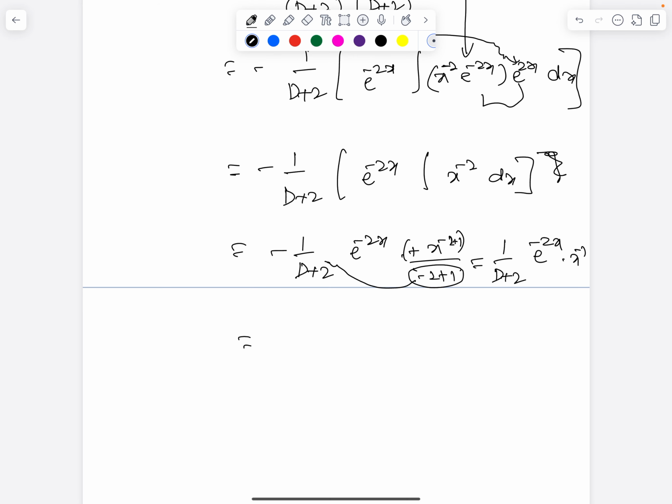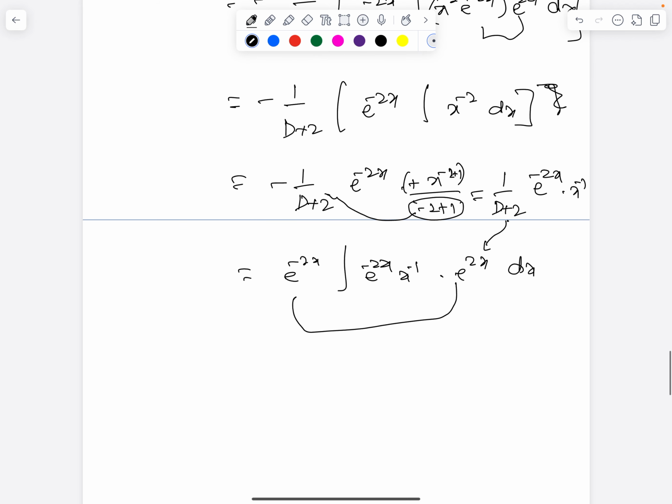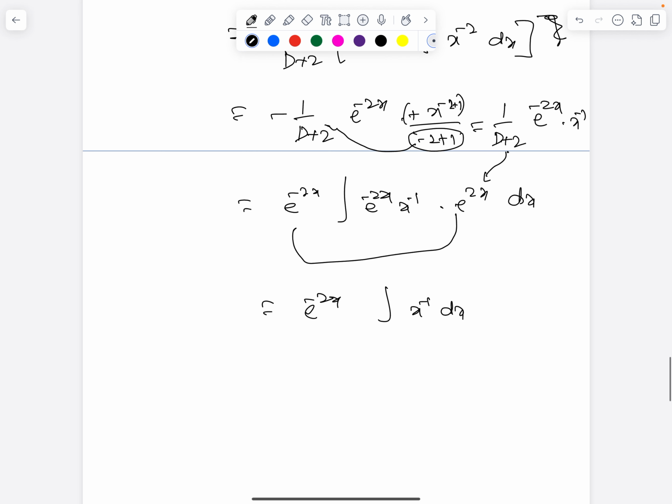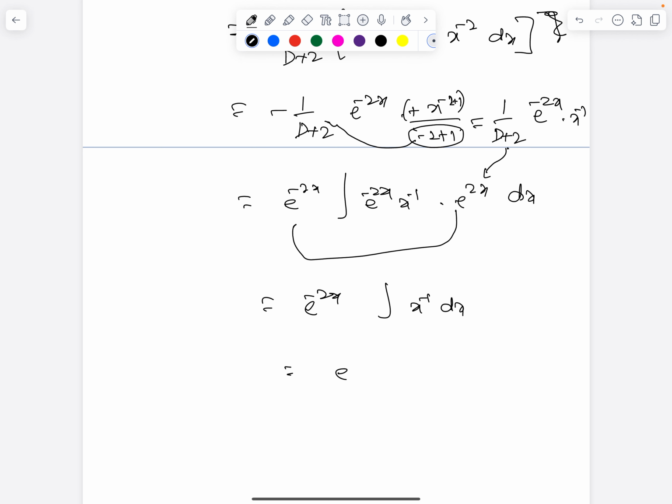Now, again use the same concept, e power minus 2x outside, and inside it must be of the same sign, e power minus 2x, x power minus 1 into e power 2x. The same term should appear inside. You see that e power minus 2x is appearing outside. This is x power minus 1 dx, and if you simplify further, the integral of 1 by x is ln of x. This is the particular integral solution, we call it ypi.